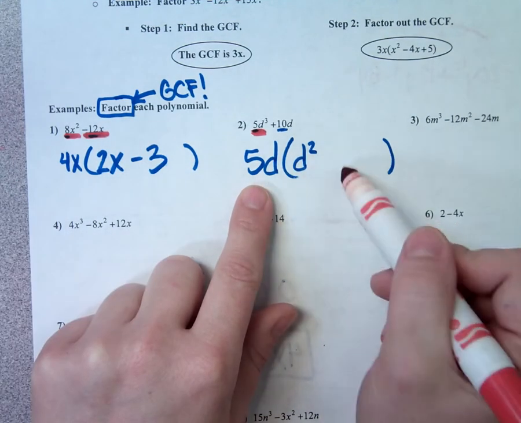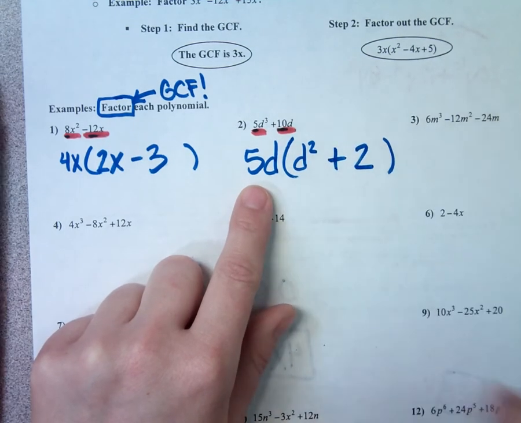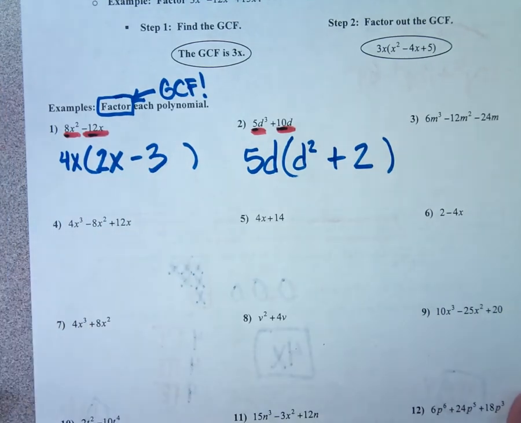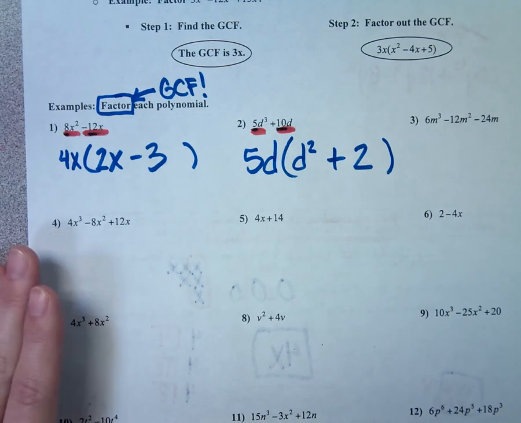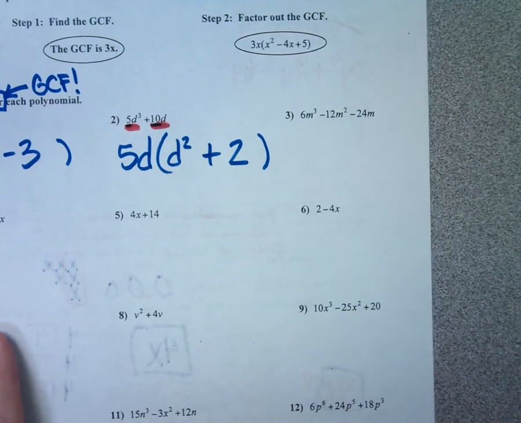And 5D times what makes 10D? A positive 2. Now, for today, we'll be done. But in a few days, we may be able to do more than this. Is the rest of this going to be homework? I'm not going to do all of these. I have something else for you for homework.